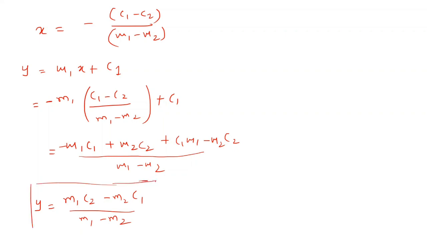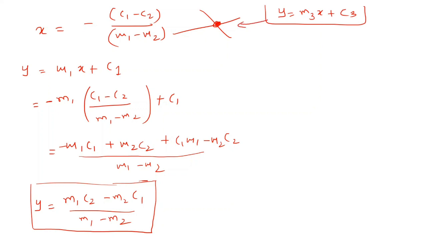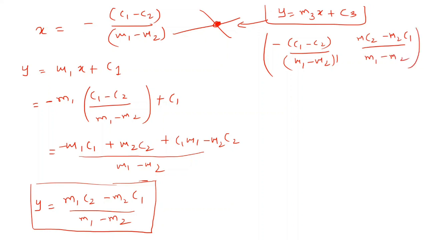So now we have this intersection point, right? Also the line y is equal to m3x plus c3, another third line, passing through the same point. So these coordinates, minus c1 minus c2 upon m1 minus m2, comma m1 c2 minus m2 c1 upon m1 minus m2, will pass from this line. So this point will satisfy this line.